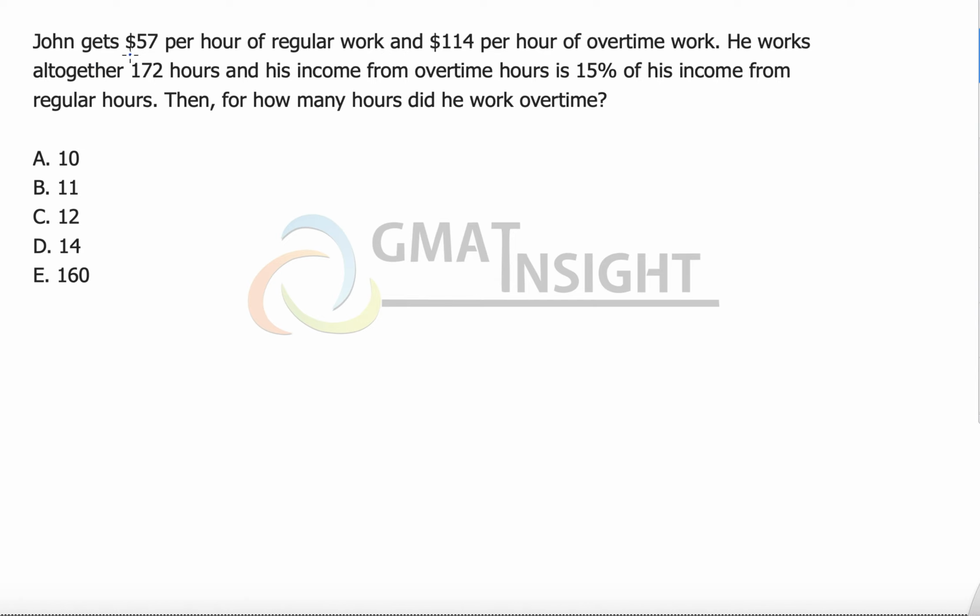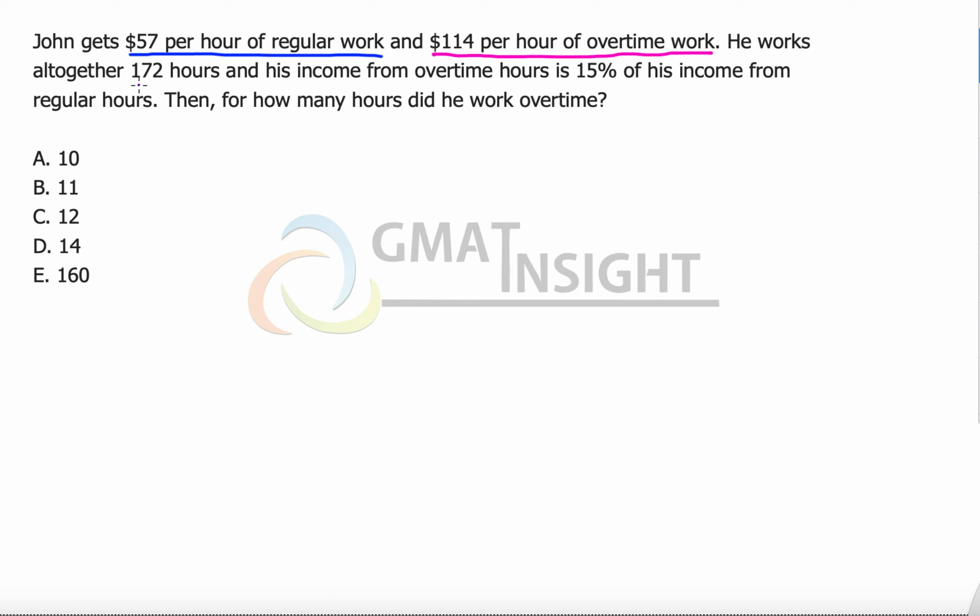John gets $57 per hour for the regular work, and he gets $114 per hour for the overtime work. That means twice of 57 is 114, so he is getting paid twice for the overtime work. Now let's see what the question says.